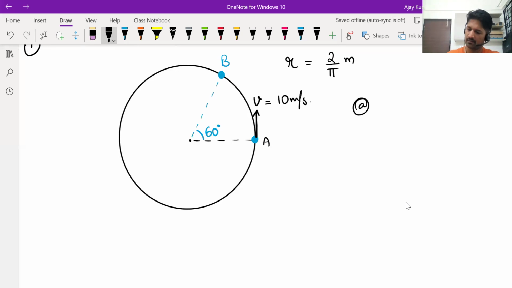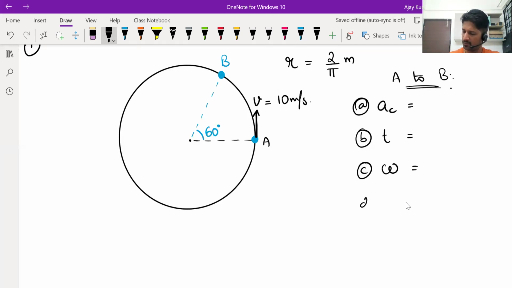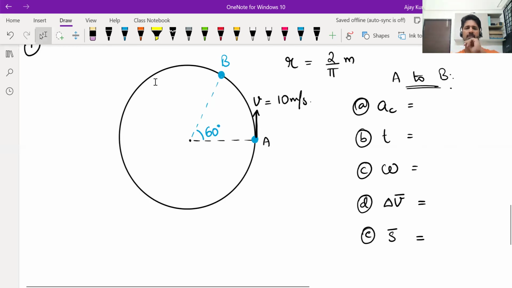As the object goes from A to B, first derive how much is the centripetal acceleration at any instant. Next, time taken to go from A to B. Next, what is the angular velocity with which the object is moving? Next, what is its change in velocity as it goes from A to B? Definitely in a circular motion, velocity should keep changing, right? So at two different places, it'll have two different velocities. Find out the change in velocity. Calculate the displacement also. Do this, all of you, step by step.